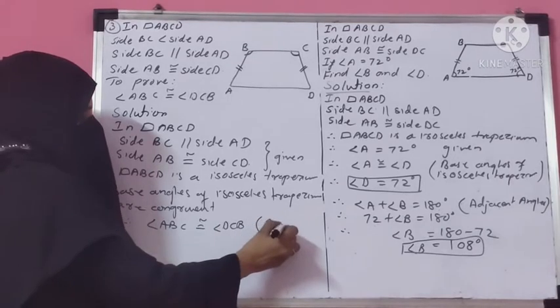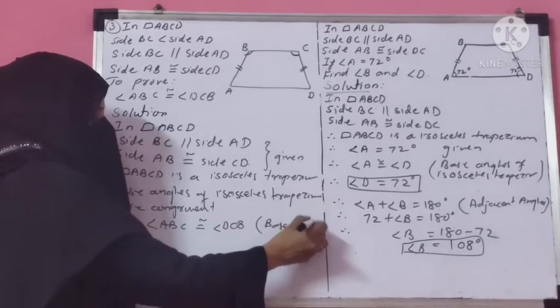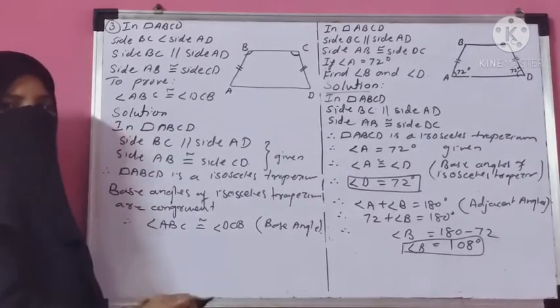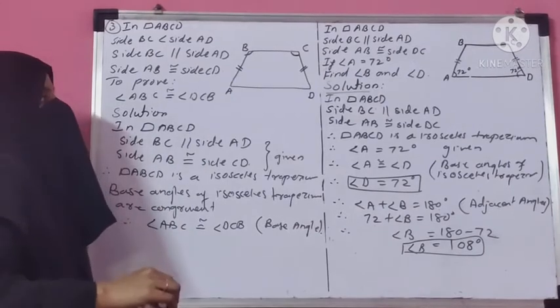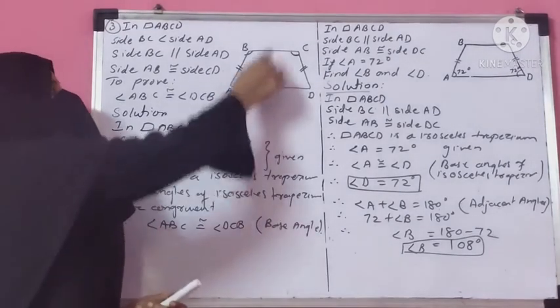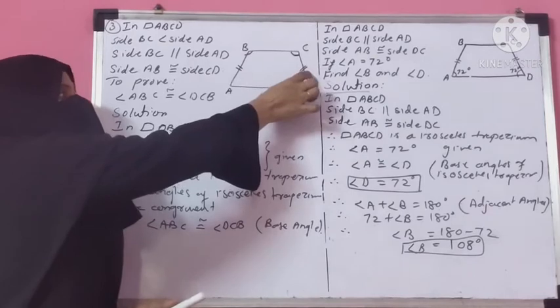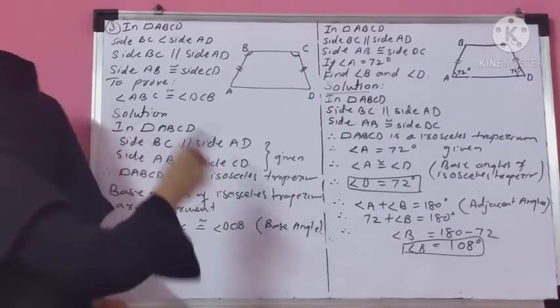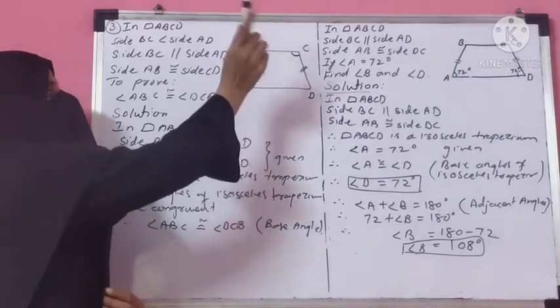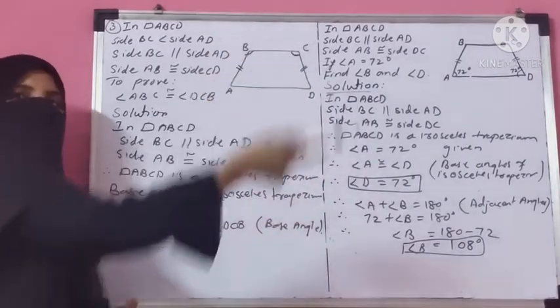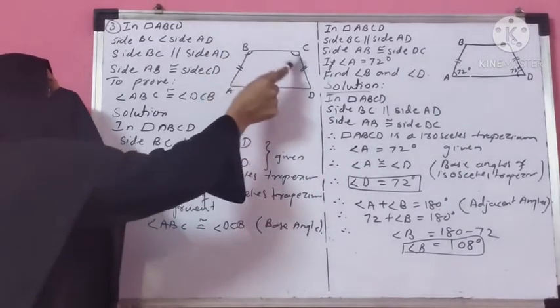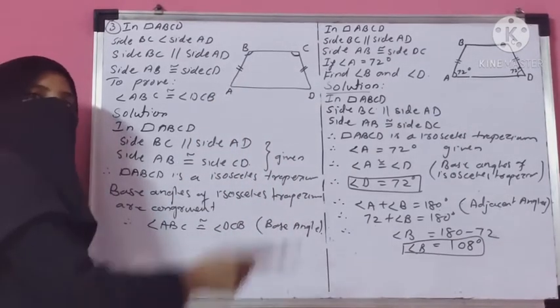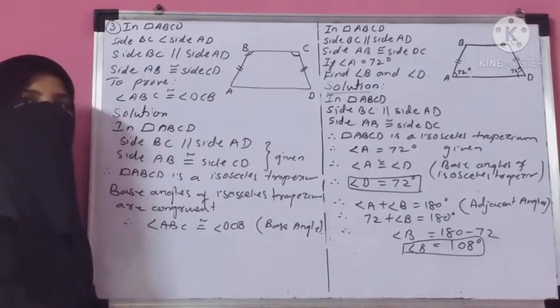They are the base angles. Very easy. This is question number 3. First of all, here one opposite side is parallel and one opposite side is congruent. So therefore this is an isosceles trapezium, and you have to prove ABC is congruent to DCB. As it is an isosceles trapezium, automatically these base angles are congruent. This is the property of an isosceles trapezium.